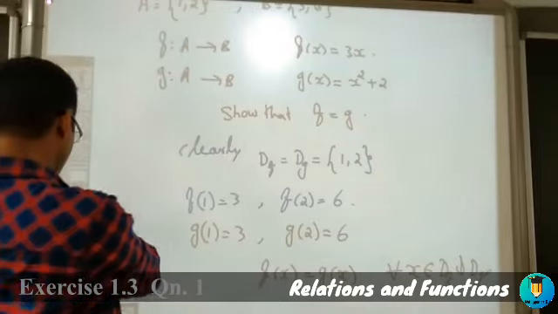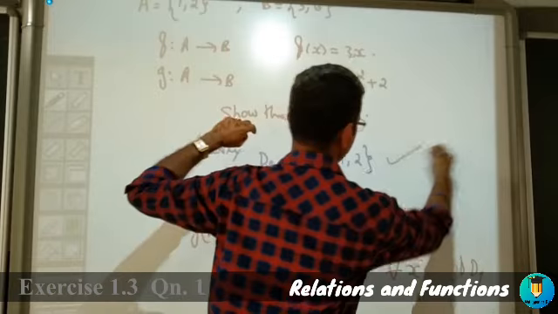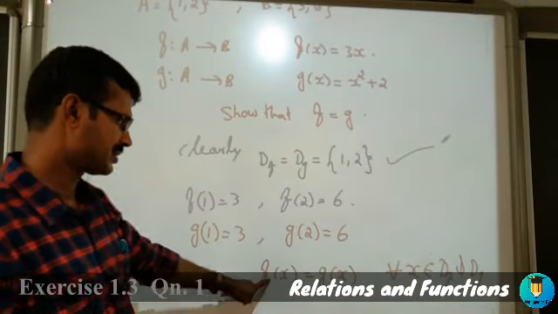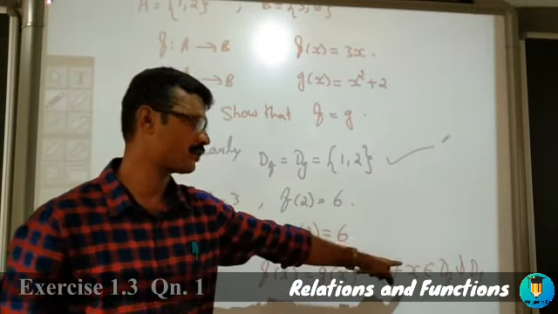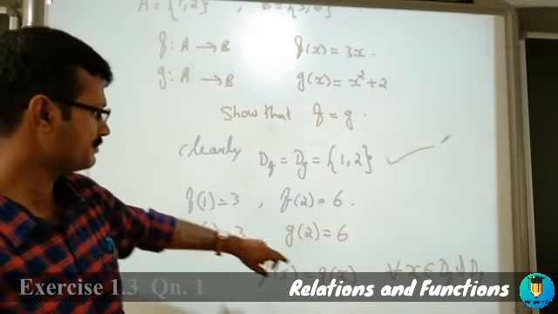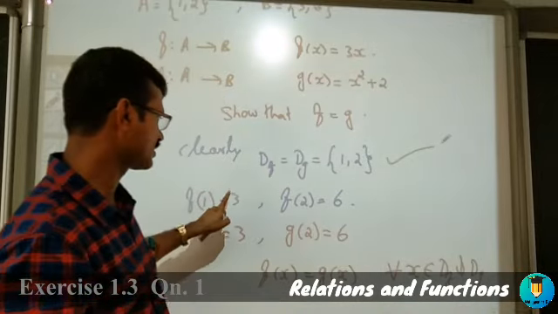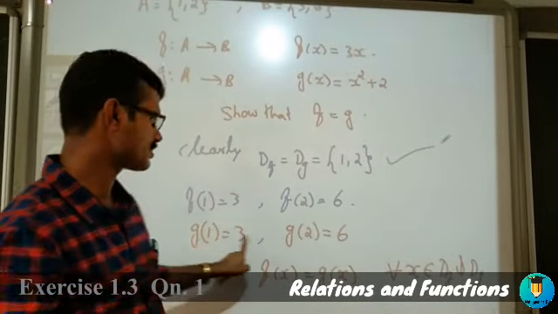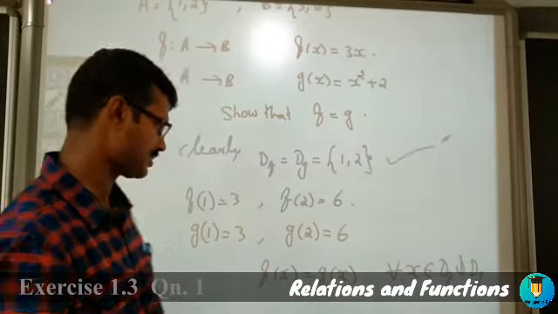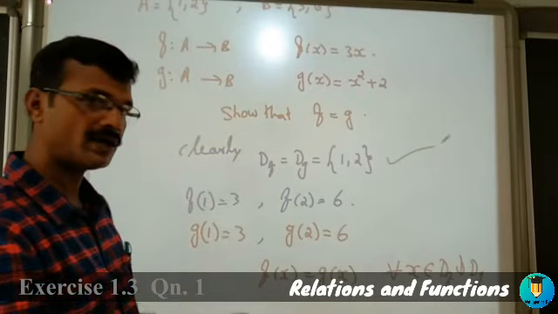Two things we have to prove. First of all, both have the same domain. And second, f(x) is equal to g(x) for all x belonging to the domain. See, the images of f are 3 and 6, and the images of g are also 3 and 6. So this is question number 1.